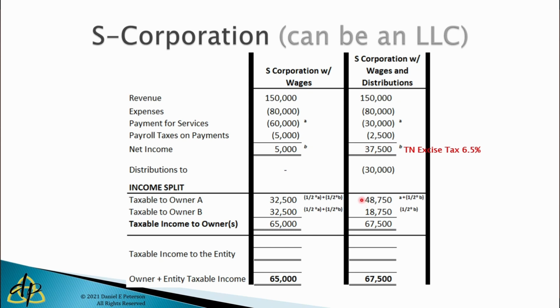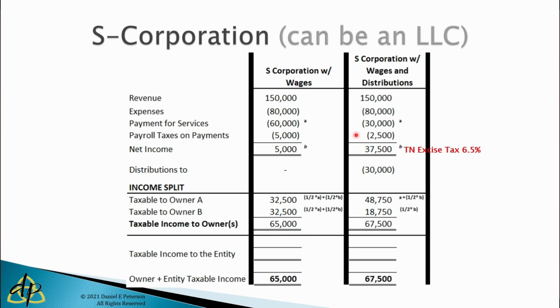Then the investing partner reports their half of the flow-through income of the business. So the total income reported is $67,500. That's $2,500 less because of the payroll taxes that were paid in scenario 1 versus payroll taxes paid in scenario 2.